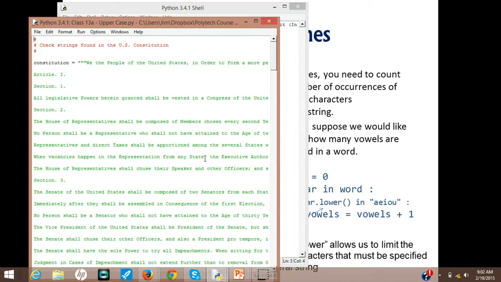Constitution. It's the whole Constitution. I put the whole Constitution here. You know how long this took to type in? I could have copied this.